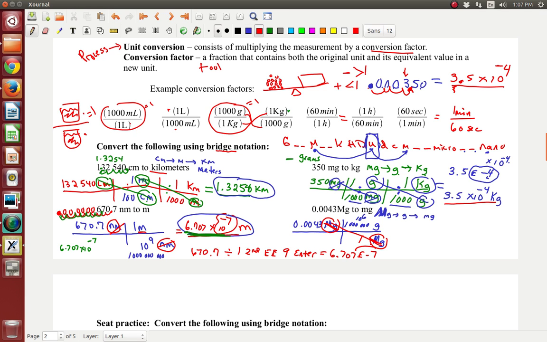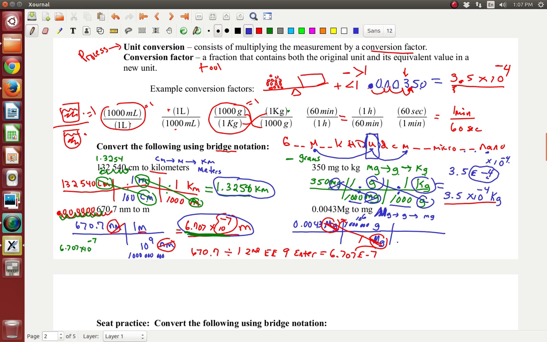If I did my math right now, I'd say 0.0043 times, this is multiplication on the top, times 1,000,000. But that won't give me the right answer. I need the answer in milligrams. So I've got to draw a little bit more bridge and another support.